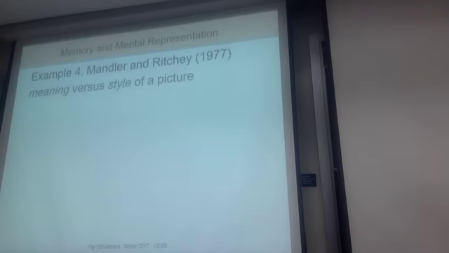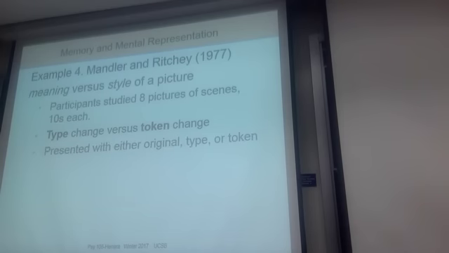So now we're talking more about this meaning versus style issue. In this study by Mandler and Ritchie, participants studied 8 pictures of scenes for 10 seconds each. And they either did this type change versus token change. Type literally just means a meaning change, like you actually change something about the type of image in the scene or the type of story that's being told in the scene, versus a token change, which is essentially a style change. We'll see some examples of those.